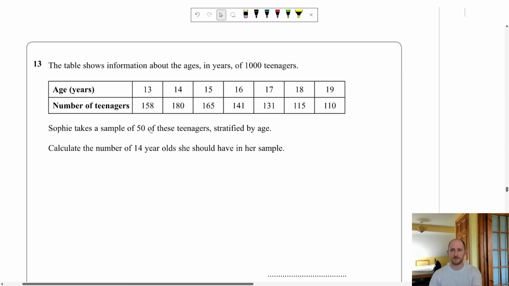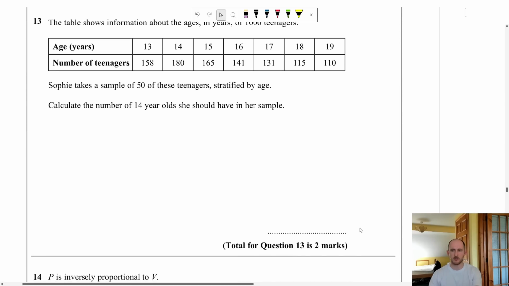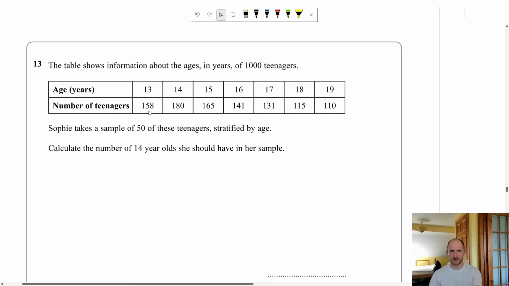Sophie takes a sample of 50, stratified by age. Calculate the number of 14-year-olds you should have in a sample for 2 marks. So stratified sampling, essentially it means that, let's say half of the teenagers are 13 years old, then that means half of our sample should be 13-year-olds. A quarter of them are 16-year-olds, then we take a quarter of 50, and that's how many 16-year-olds we need. So we need to work that out, but for 14-year-olds.